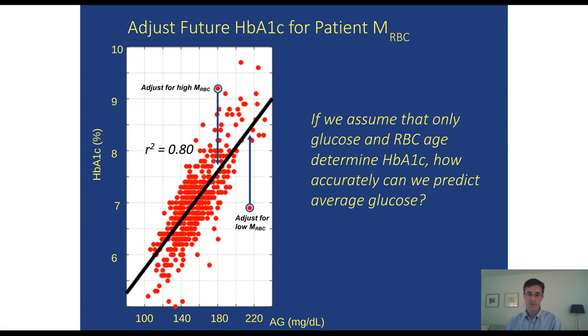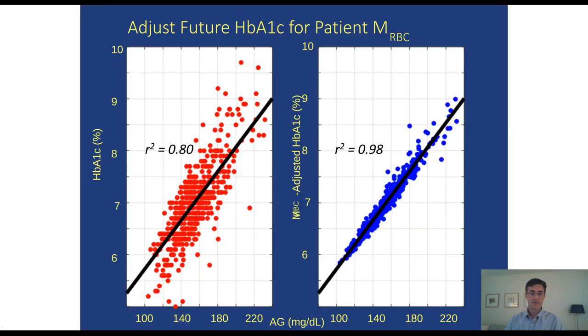the population mean. When we do that adjustment, as shown on the next slide, you see that the average glucose we estimate from the A1C corresponds much more precisely, is much more accurate compared to the measurement. So the results of this study suggest, at least for this cohort, that mean red cell age and glucose are the only factors significantly influencing hemoglobin A1c.